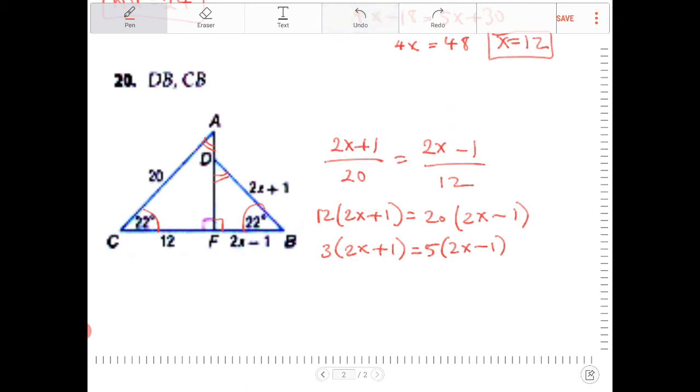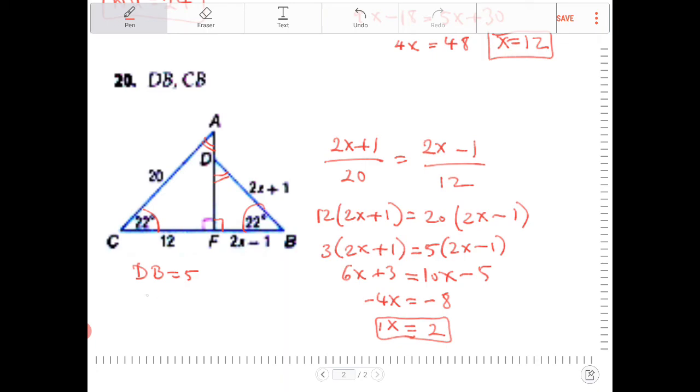This becomes 6x plus 3 is equal to 10x minus 5. Subtract both sides by 10x, I end up with negative 4x. Subtract both sides by 3, I end up with negative 8. Divide by negative 4, I end up with x is equal to 2. So since x is equal to 2, I can then find out what DB is. DB is equal to 5.